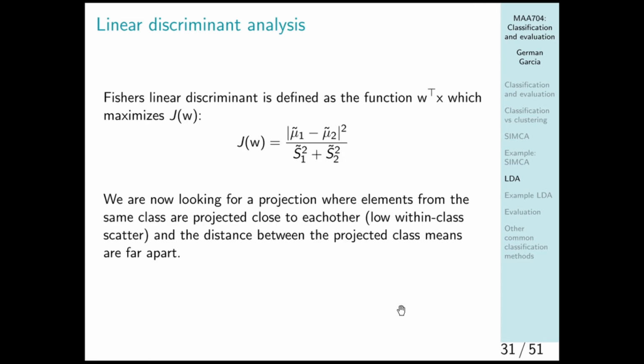Now that we know this, Fisher's linear discriminant is the function w transpose x such that this function here is maximized. This explains why we have taken time to calculate S1 squared plus S2 squared, and on the other side we have been calculating the difference between the projected means. The quotient between both, when maximized, is maximized by Fisher's linear discriminant. We look for a projection where elements from the same class are projected close to each other, and the distance between the projected class means is far apart.